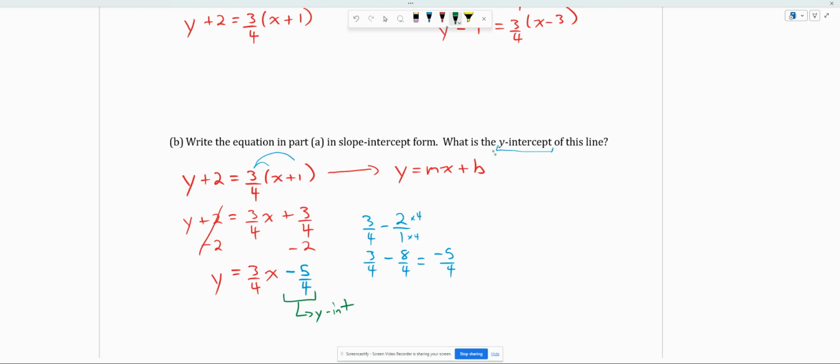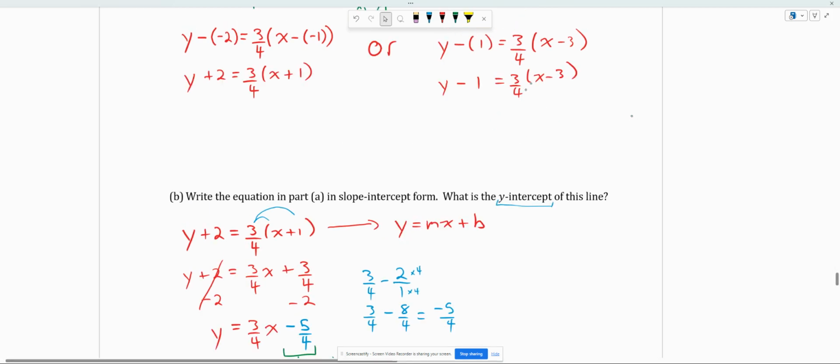Okay, and that concludes this lesson. In class, we're going to actually show that this equation up here will give me the exact same y equals mx plus b, the slope-intercept form, but we'll save that for in class. For now, that's it. We'll see you next time.